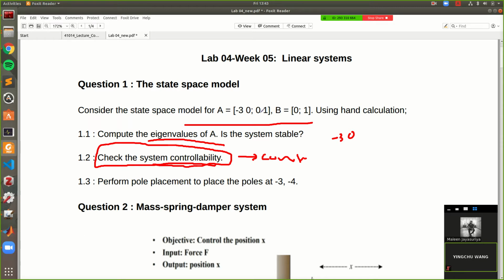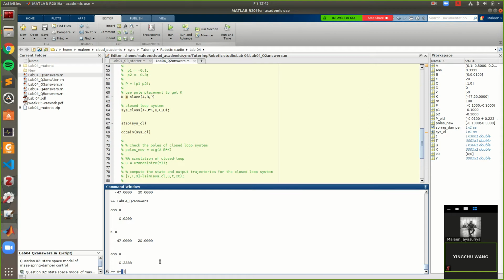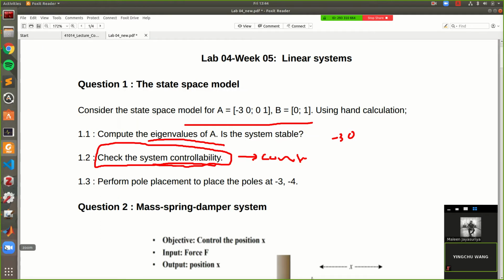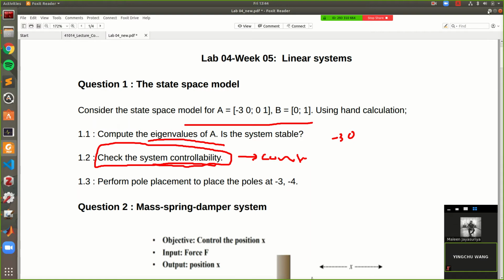Give me a sec. Minus 3, 1. Our B matrix is 0, 1, is it? Yep, 0, 1.